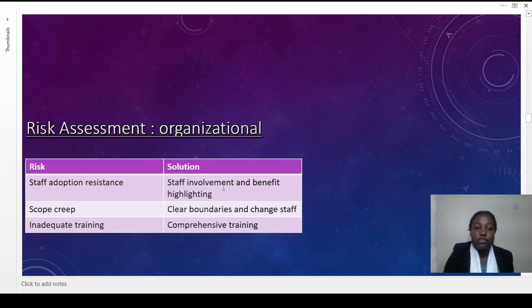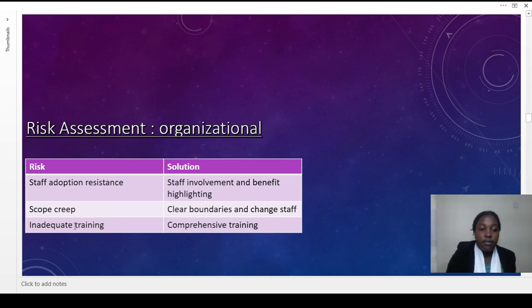So one of the solutions is staff involvement and benefit highlighting. You have to sit down and educate the people about the system. Then the other thing is scope creep. An easy solution for this is clear boundaries and changing staff. If you have such people, just change the staff.